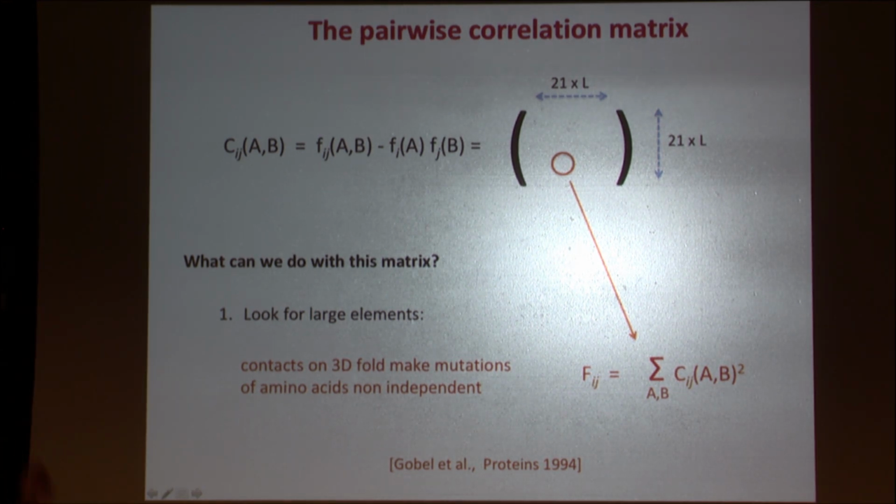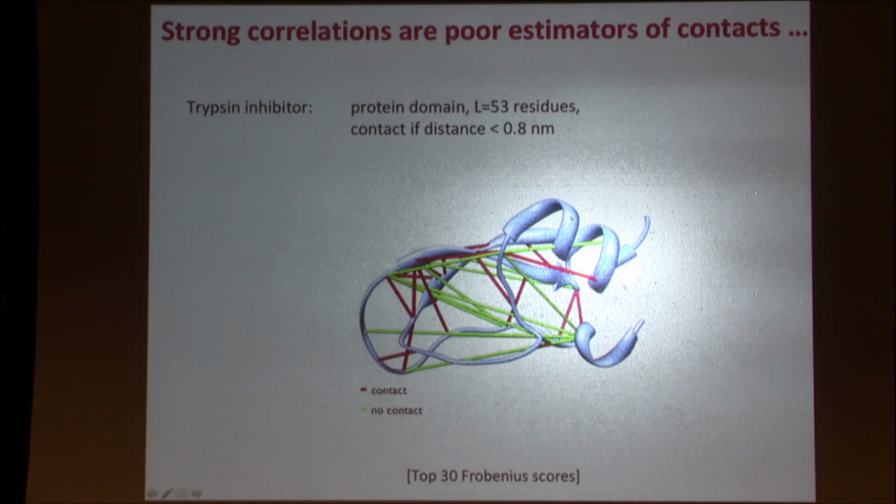Now it depends only on the pair ij, and that was done in a paper 25 years ago, as soon as people had some sequences to work on. You take all these indicators which depend on the pairs, rank them from the top one to the bottom one, and take just a small number of them, maybe the top 30 scores, and see which pairs they correspond to on this protein. This protein is a Kunitz domain trypsin inhibitor. It's a small domain with 53 residues.